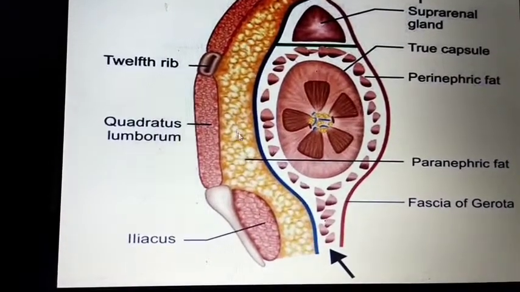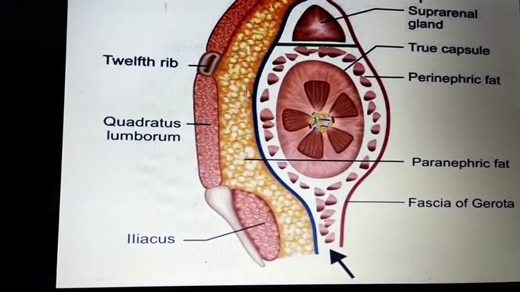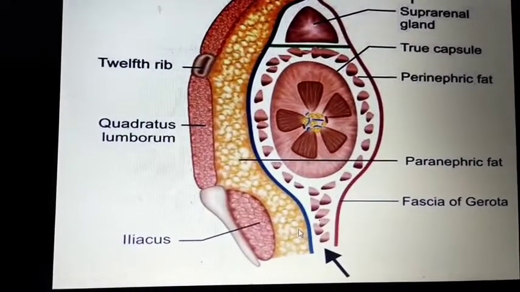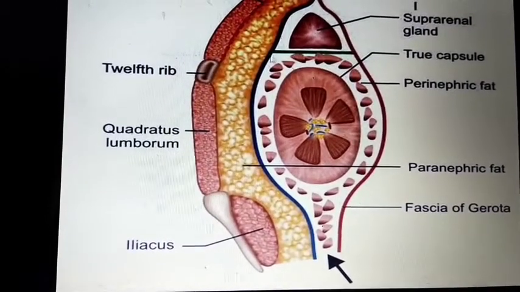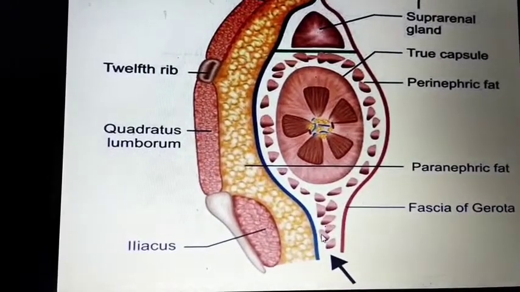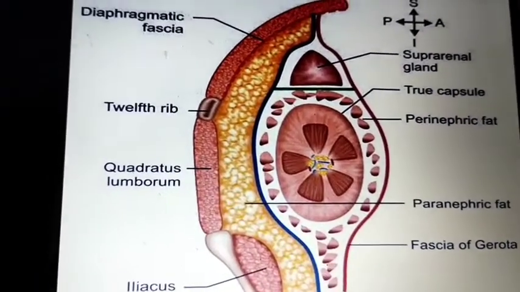And this paranephritic fat helps to hold the kidney in its normal position. Another one is this fascia, the false capsule, which helps to move the kidney during respiration.